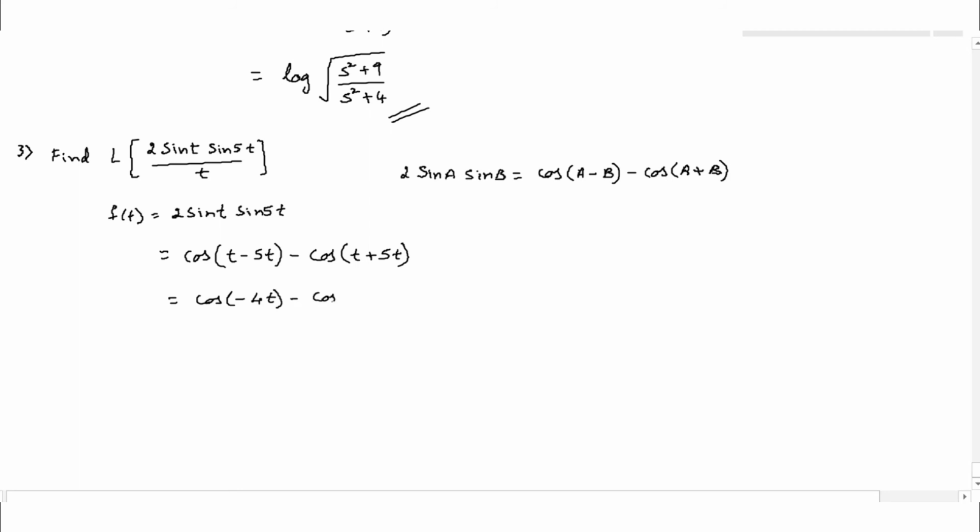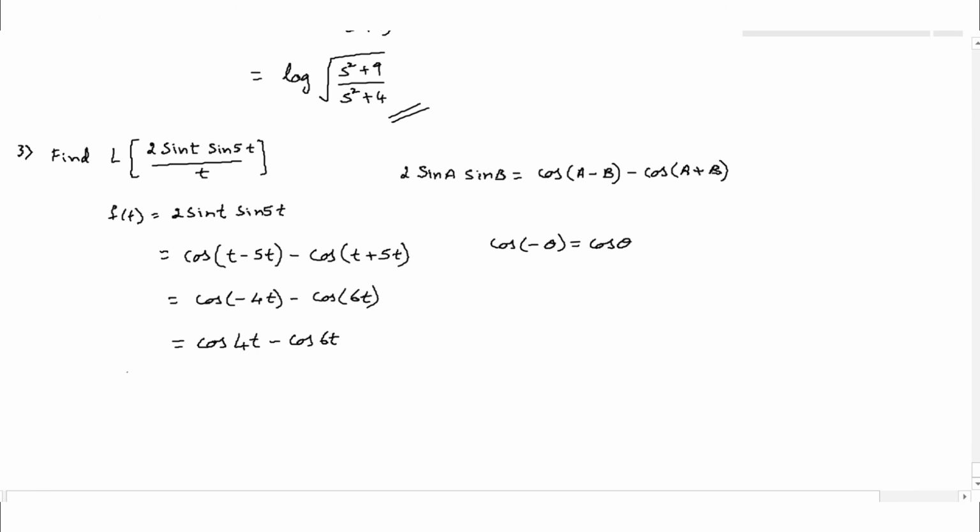It is minus of cos of t plus phi t will be 60. But we know the value of cos of minus theta. Cos of minus theta will be nothing but cos theta itself. So using that result, I can write this cos of minus 4t to be equals to cos of 4t minus cos of 60. So we have expressed the product in the form of sum or difference. So here it is in the form of a difference.